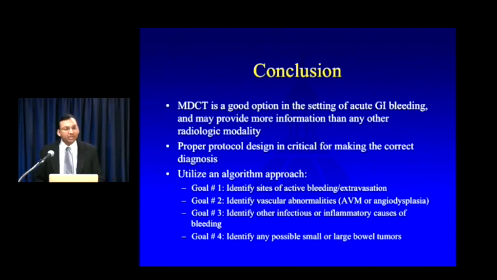Finally, these are complex studies. There's lots of findings that you're looking for. Utilize an algorithmic approach. Make sure you're looking for each of the different findings I talked about earlier. Look for active bleeding. Look for vascular anomalies like AVMs or angiodysplasia. Look for other infectious or inflammatory causes of bleeding, such as ischemia or infection. And then finally, look for that rare cause of an occult small or large bowel tumor that's causing acute bleeding.